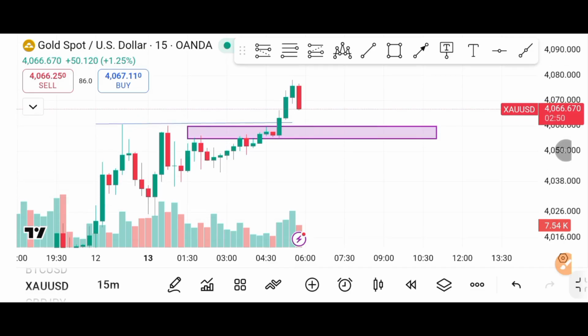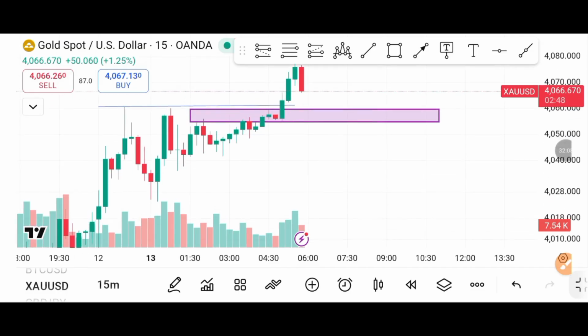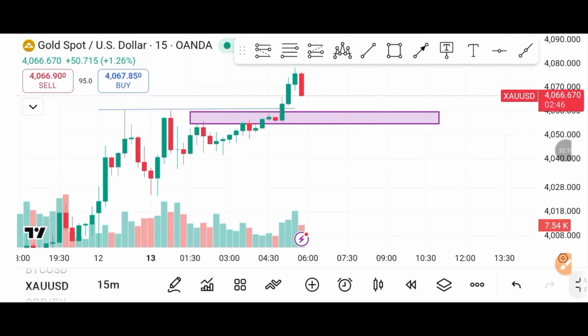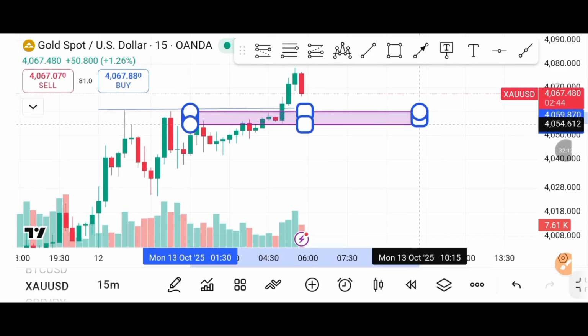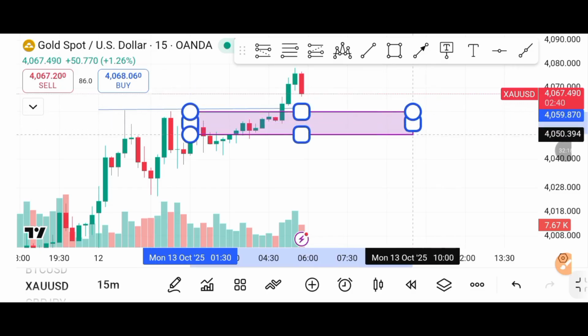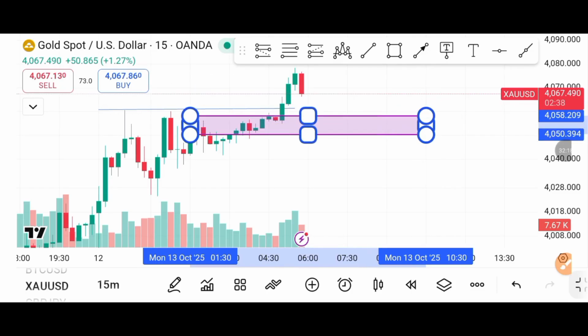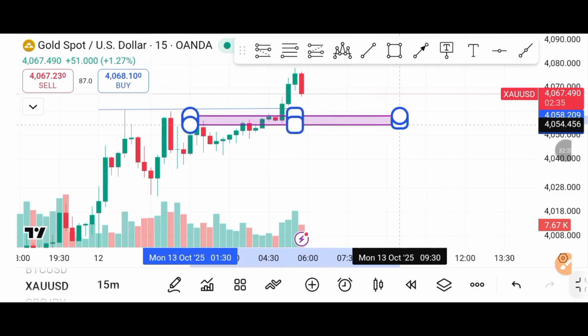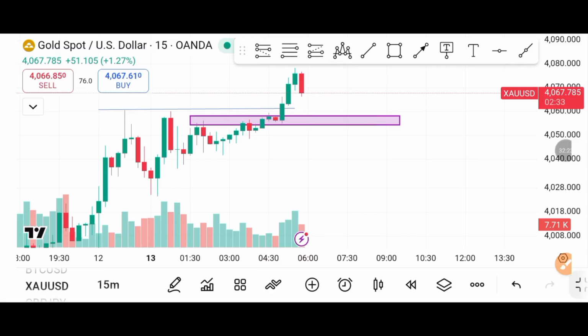I think these are the only areas. This is the only order block that is yet to be mitigated by price. All right, this order block is yet to be mitigated by price. This area is yet to be mitigated by price. So price is gradually trying to retrace into it.